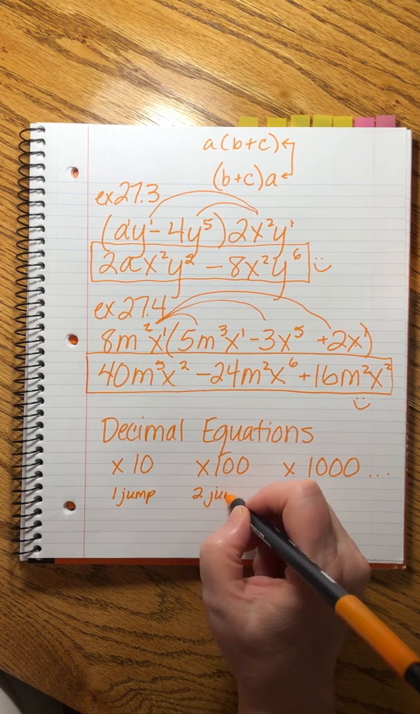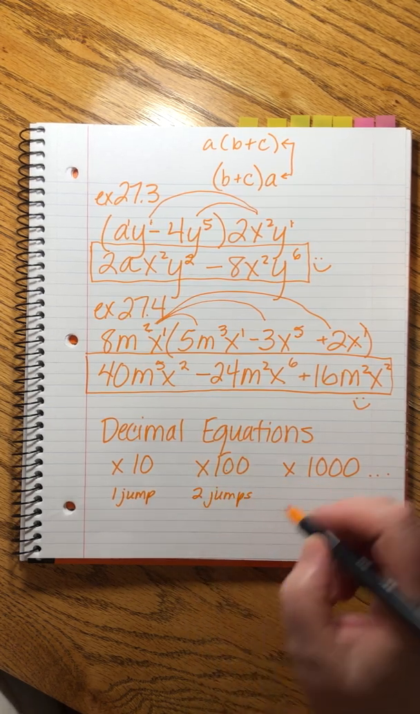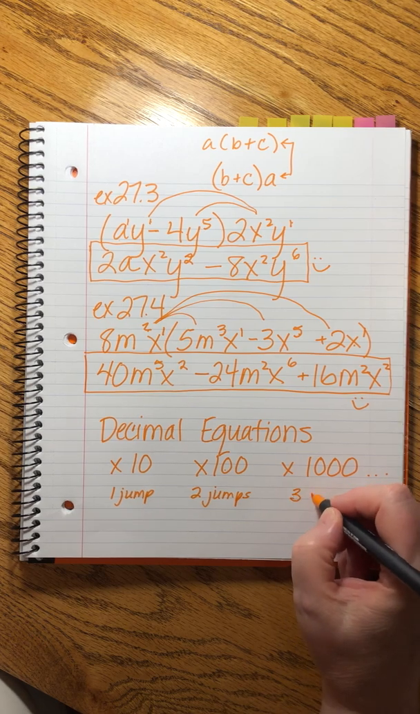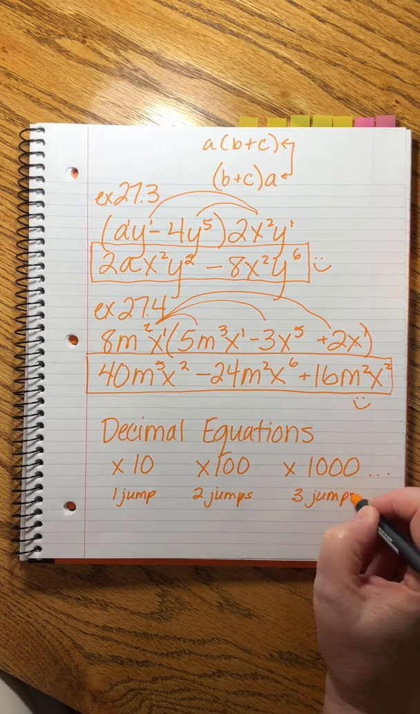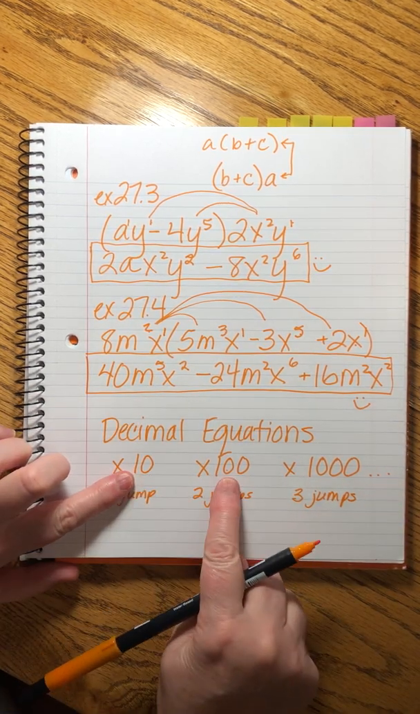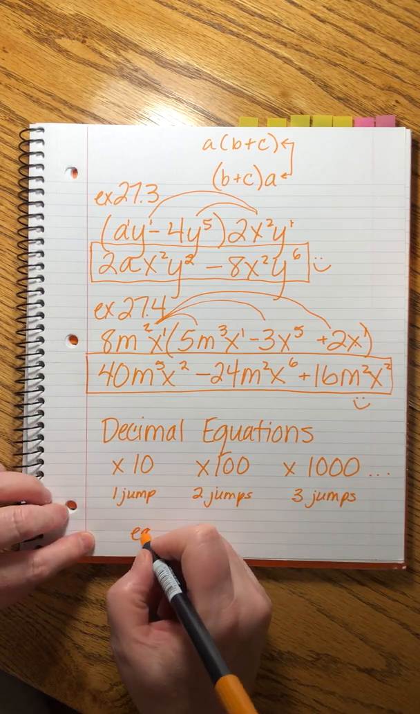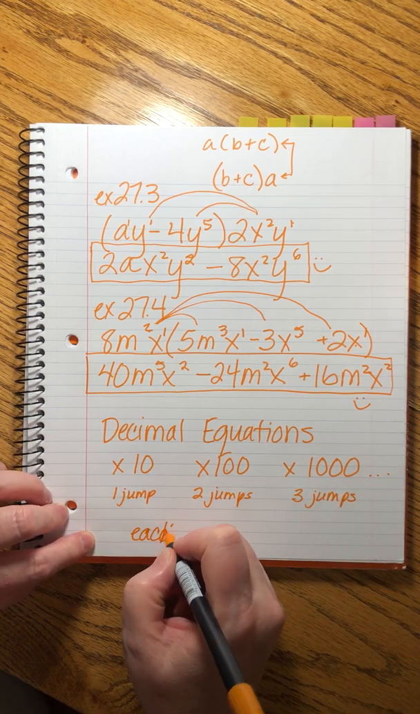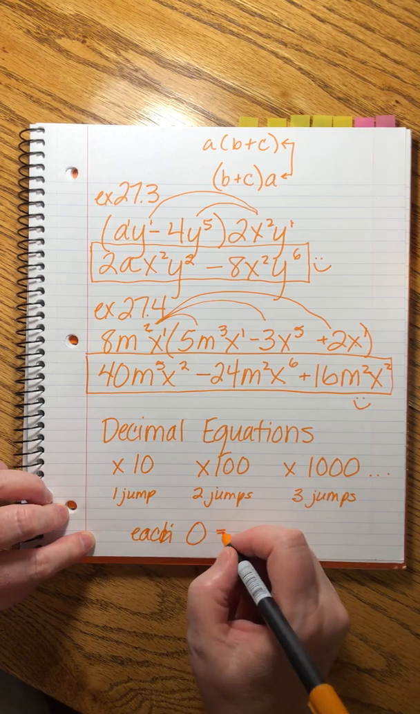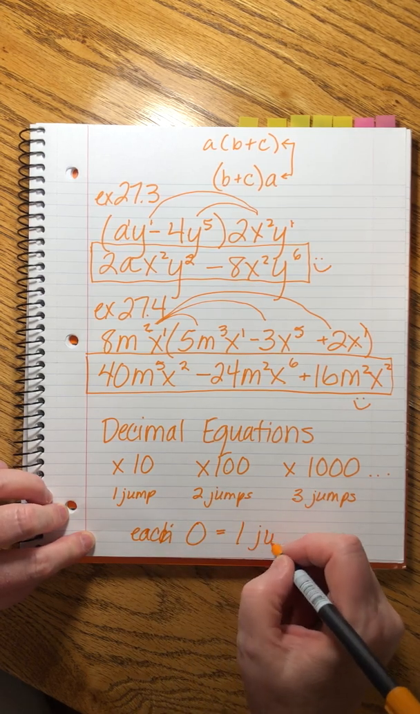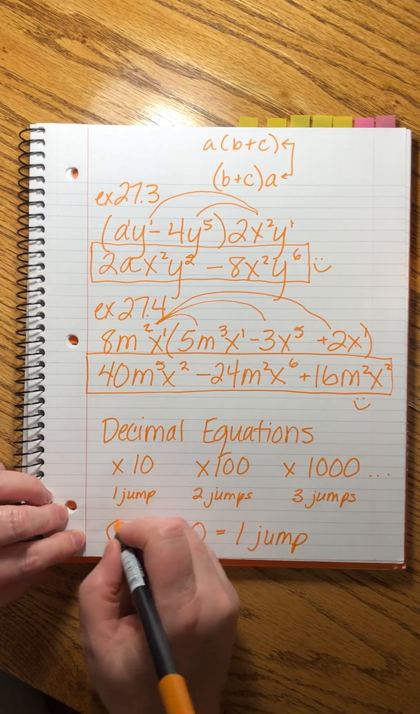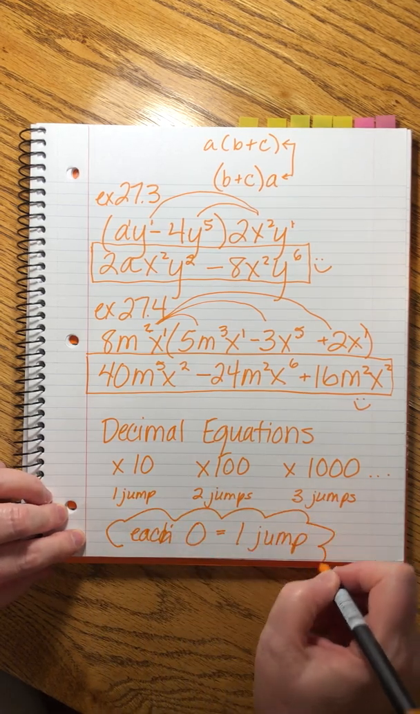Multiplying by 100 gives us 2 jumps, and I'll explain more about this in a minute. It's kind of weird. 3 jumps. So what I want you to see is that each 0 equals a jump. That's important to remember when we get to work on these in just a minute.